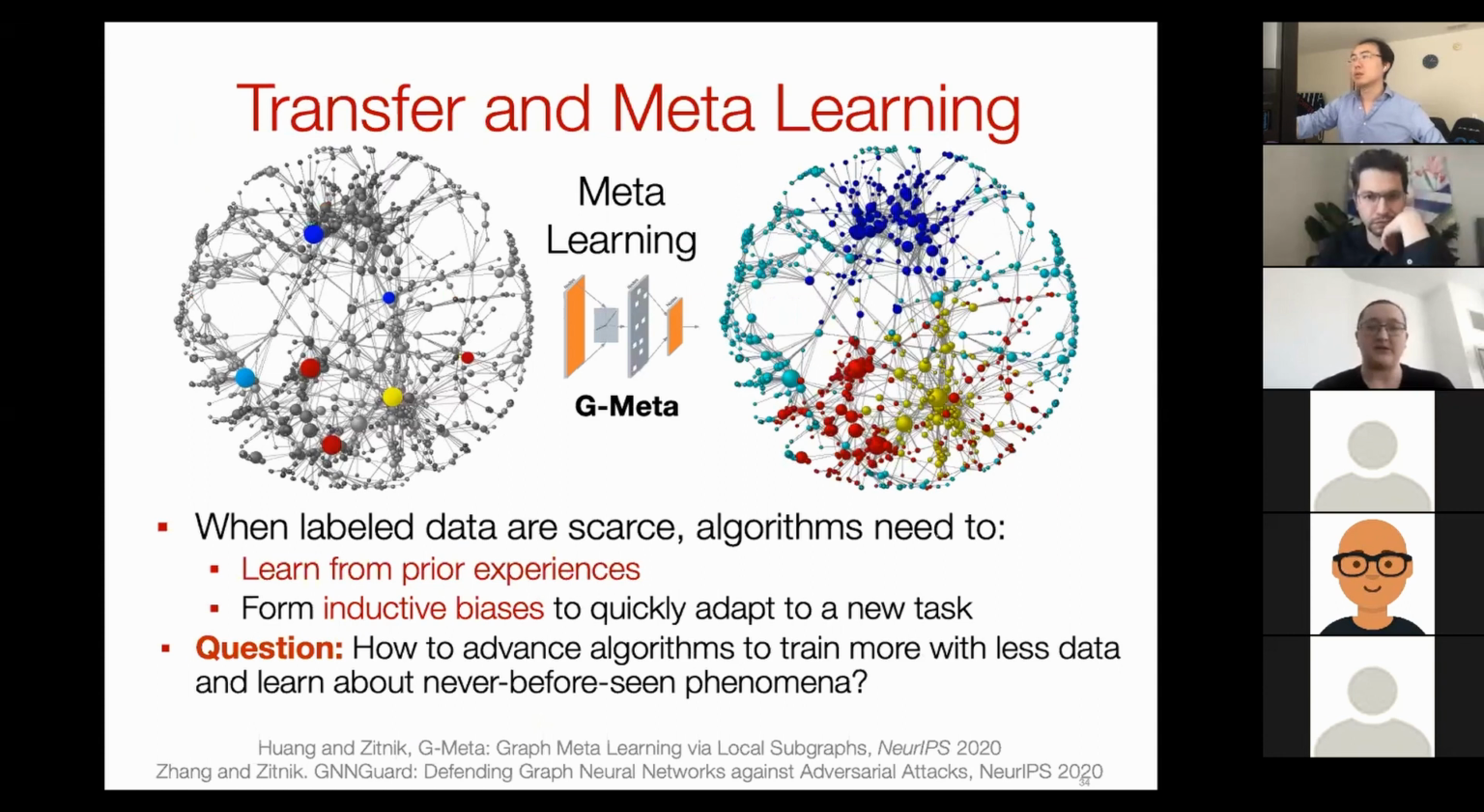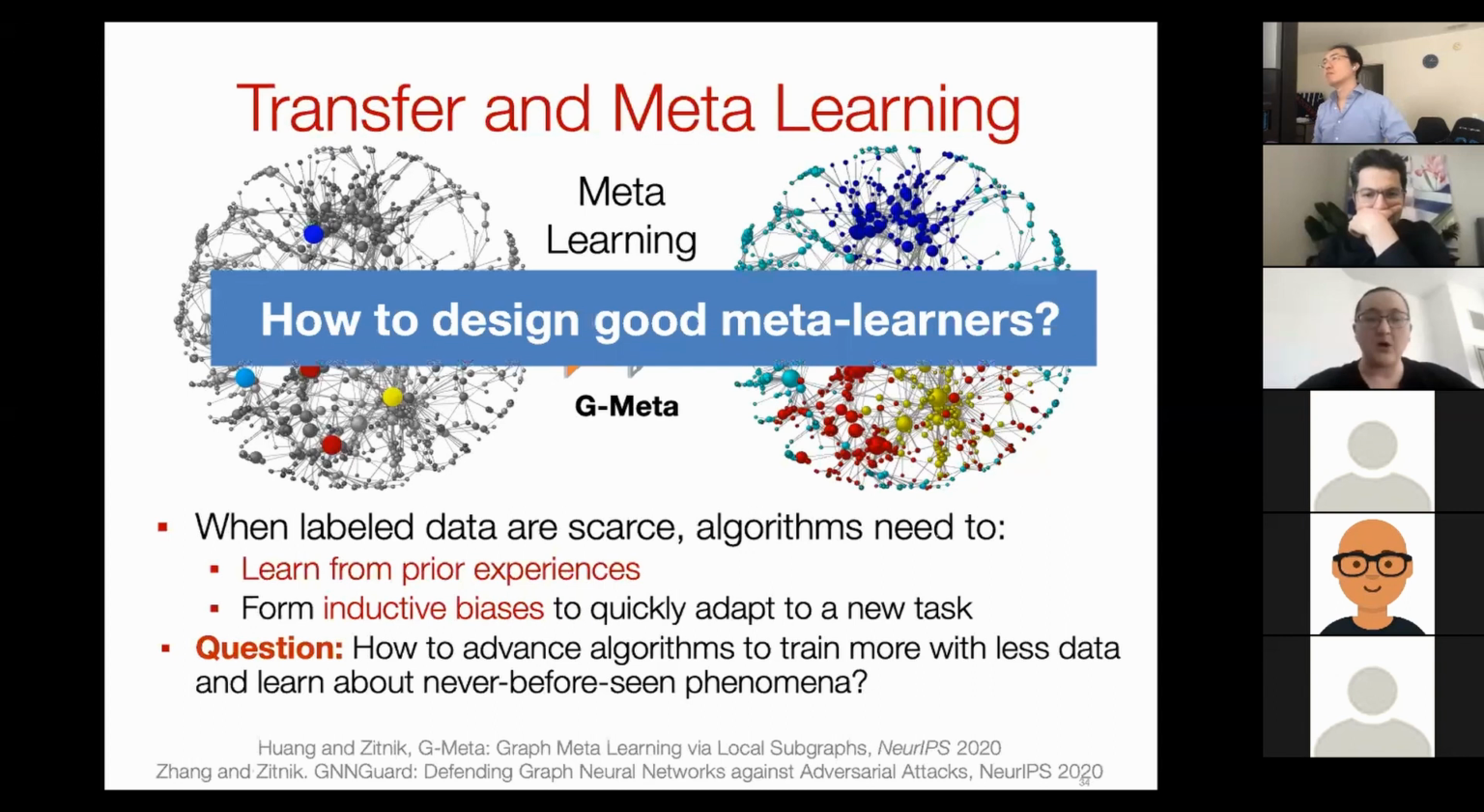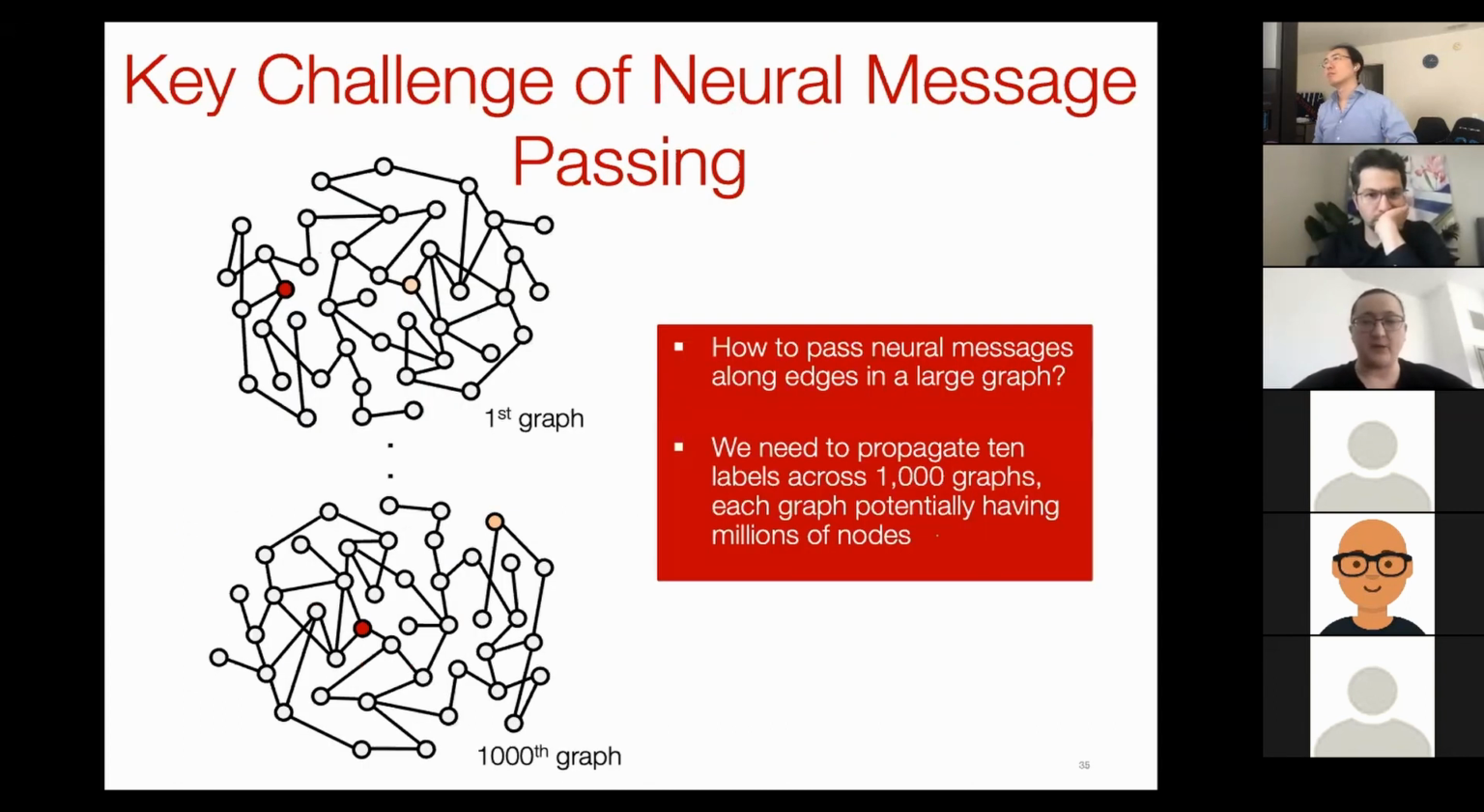So how can we tackle this challenge? When labeled data are scarce, algorithms really need to be successful at learning from prior experiences and need to be able to form inductive biases fairly quickly, to quickly adapt to new machine learning tasks. The general area of research that studies these problems is transfer learning, or meta-learning. I will describe a particular algorithm that was also published at NeurIPS this year called G-Meta, which is a meta-learning algorithm for graphs that allows us to train with less data and very quickly learn about never before seen phenomena. How can we design these good meta-learners is the question that I will try to answer in the next few slides.